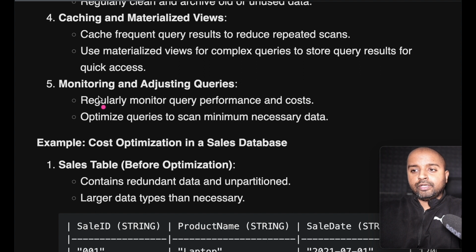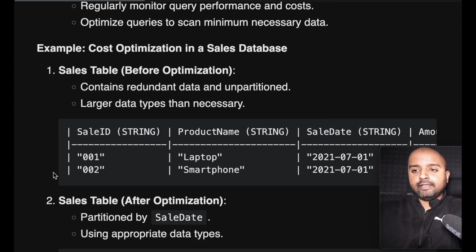And there is also monitoring and adjusting queries, where you can regularly monitor the query performance and the cost, because usually in BigQuery, somewhere in the UI, it'll actually say how many bytes were scanned, and you can look at that and optimize your query by limiting the number of columns or the number of rows and so on. So that would be another technique. So these are some of the techniques that we can use.